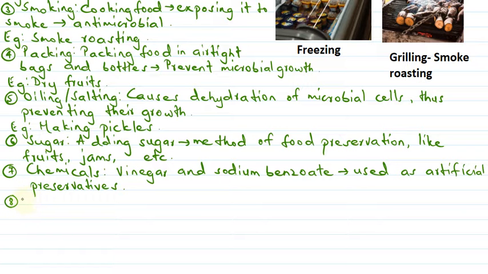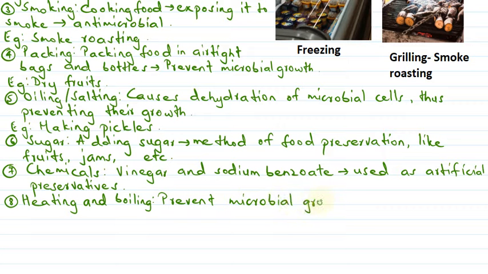Then the next method is heating and boiling. Okay, so in heating and boiling, these methods prevent microbial growth. Microbes cannot grow in extreme temperature, hence microbial growth is prevented.